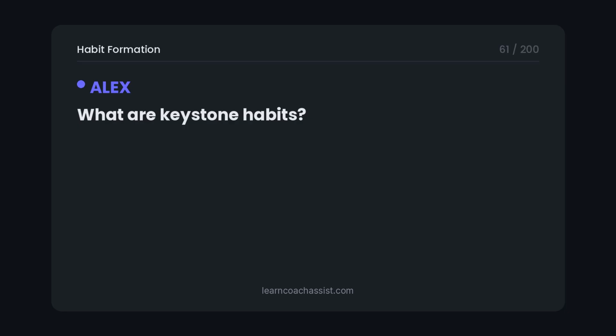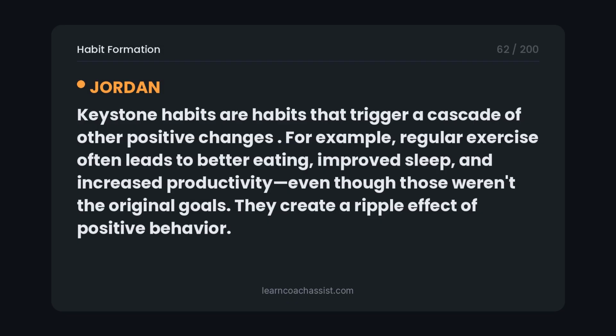What are keystone habits? Keystone habits are habits that trigger a cascade of other positive changes. For example, regular exercise often leads to better eating, improved sleep, and increased productivity, even though those weren't the original goals. They create a ripple effect of positive behavior.